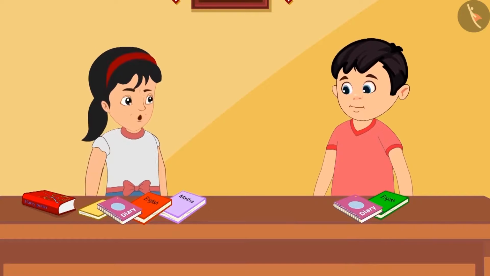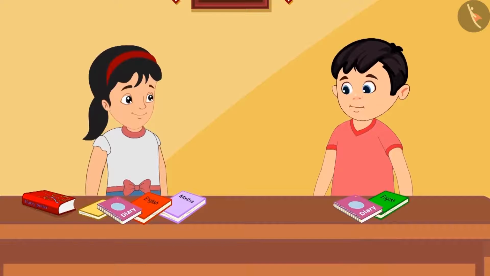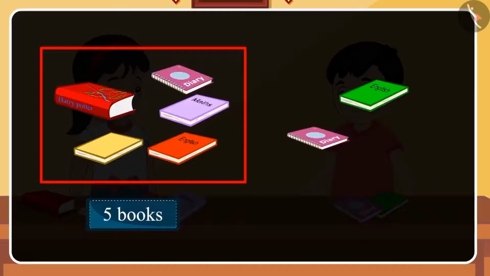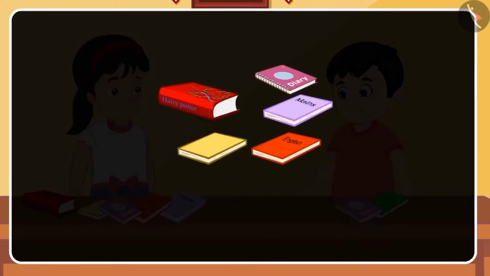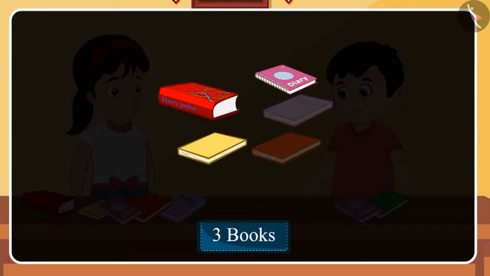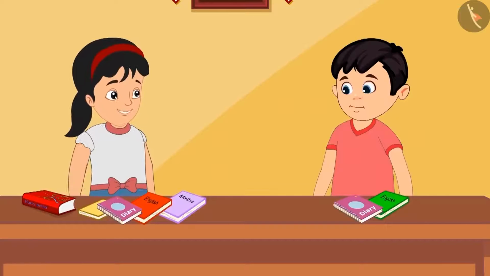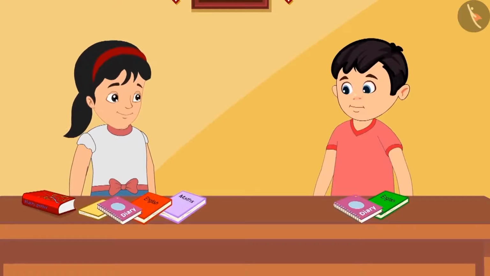Chotu, I didn't understand. That's okay, Pinky. Let me explain it to you. You have 5 books and I have 2. So if we subtract 2 from 5, then there will be 3 left. This means you have 3 more books than me. Did you understand? Yes. Now let's quickly go and donate these books.